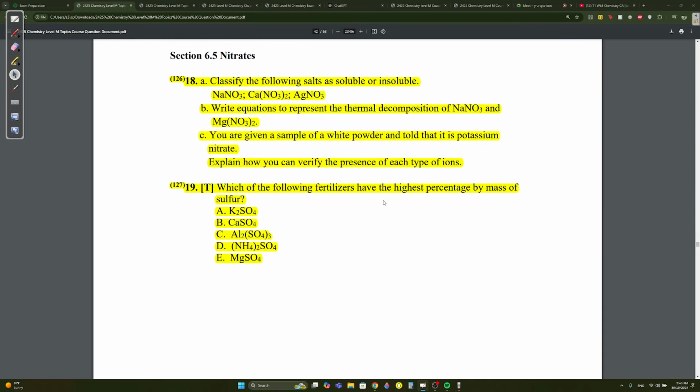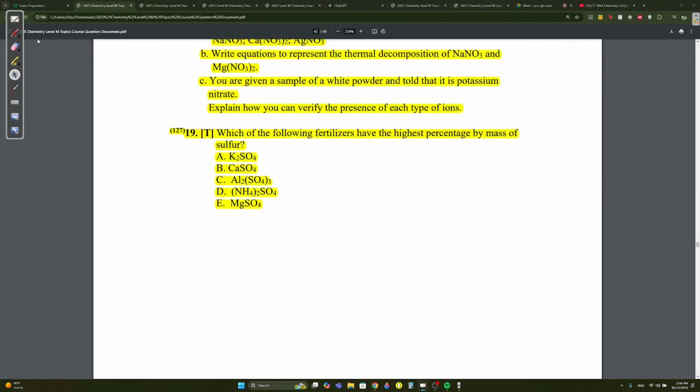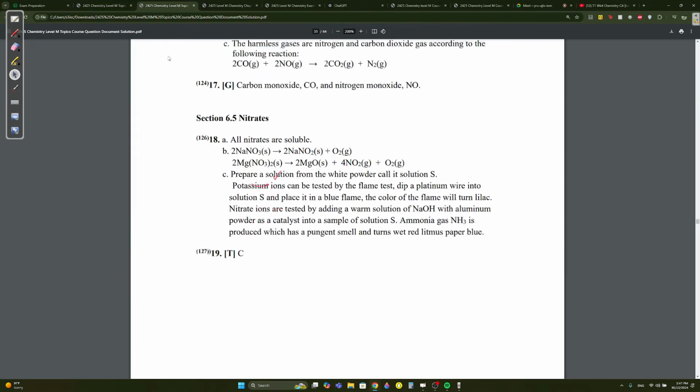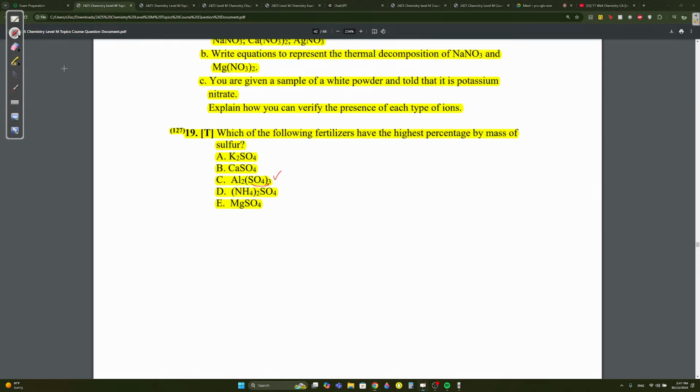Which of the following fertilizers has the highest percentage by mass of sulfur? I guess it's just going to be this one because it has 3 S's. Yes, exactly, it's C because it has 3 S's.